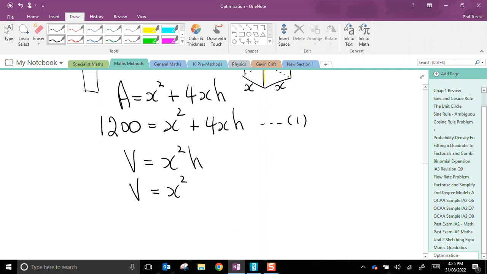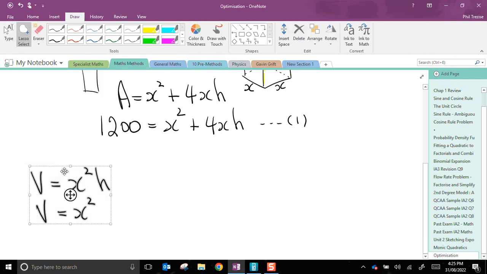So I'll leave x squared, but I need to replace h. I've probably jumped the gun by getting into here. I'm just going to move that off to one side and give myself a little bit more room to play around up here. I'm going to isolate h. I realise there's a gap in my working there. I'll bring that back in a moment.